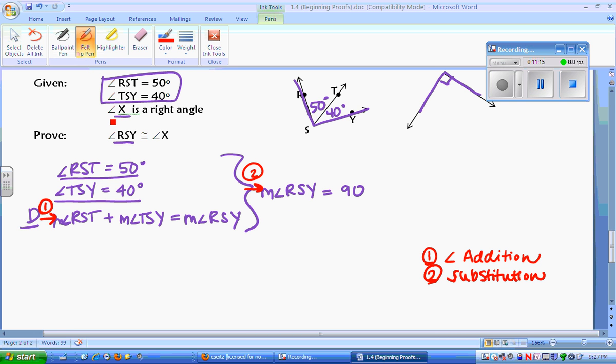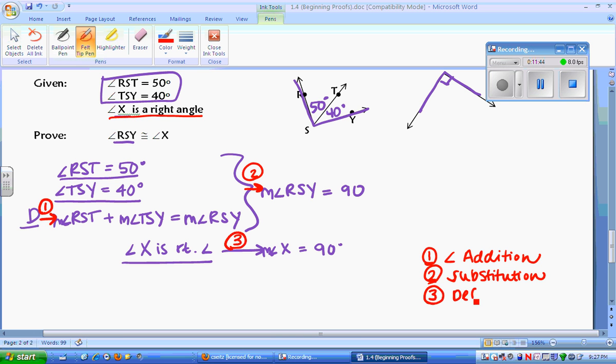I'm going to say now that this is a right angle, because I could easily say that that is also 90. So I'm going to say angle X is a right angle. That's given. What could I say from that? Can I say that angle X is 90 degrees? Measure of angle X is 90 degrees. Okay, and what that reason would be, I mentioned it earlier. How do I know a right angle is 90? Definition of right angle. Okay, so I have them both equal to 90.